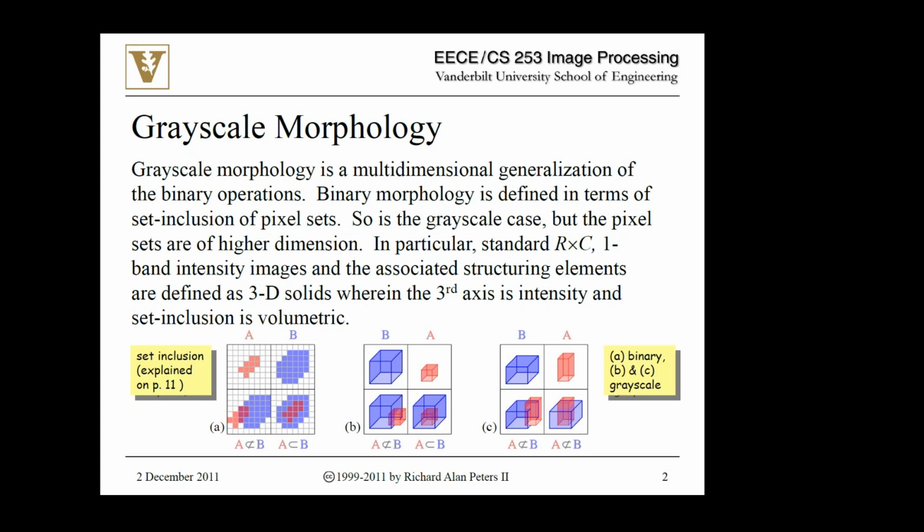Okay, so the set now is 3D, and a set is included in another one if the support of A is in the support of B, and the height of A is always smaller than the height of B. Okay? So this is the first extension that we will make.